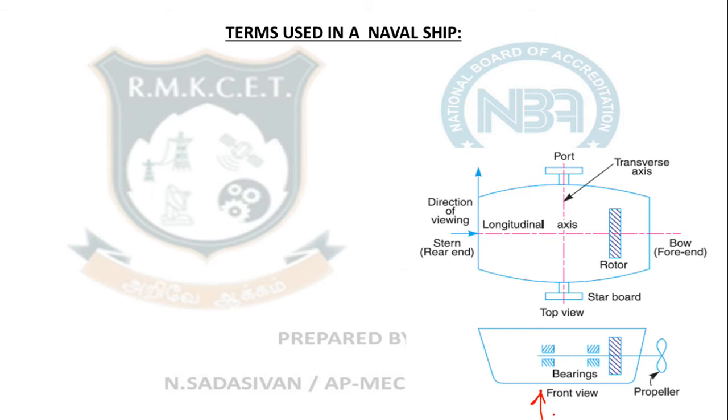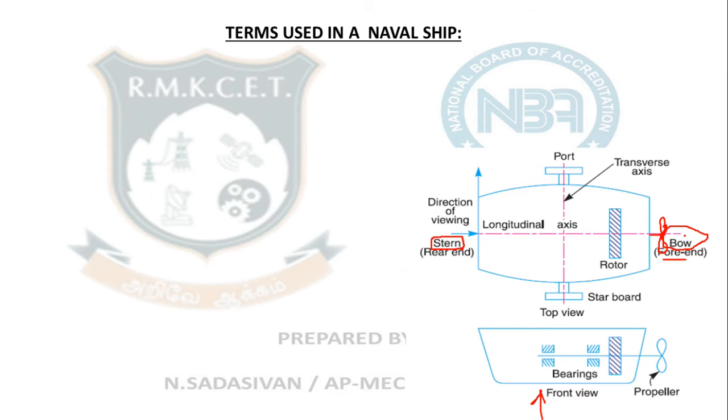A propeller. So the front end of the ship is called as bow, B-O-W. Bow. Front end is called as the bow. The rear end is called as the stern. Okay, so in most of the problems, your propeller is here in the front end. Okay, it is assumed like that. Propeller is in the front end.